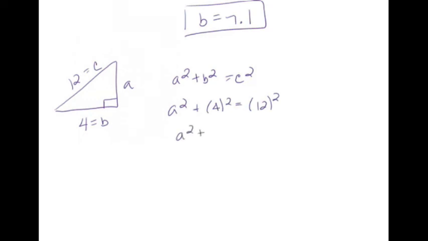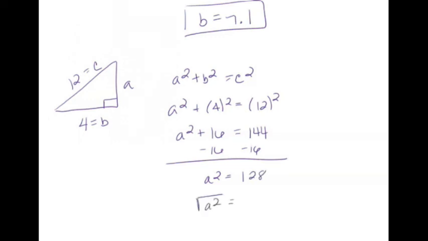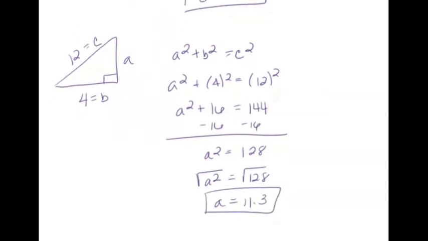All right, A squared plus 16 equals 144. And then if I subtract 16 from both sides, you get A squared equals 128. Now don't forget to take the square root of both sides. And then A should equal something like 11.3. It's our missing side.